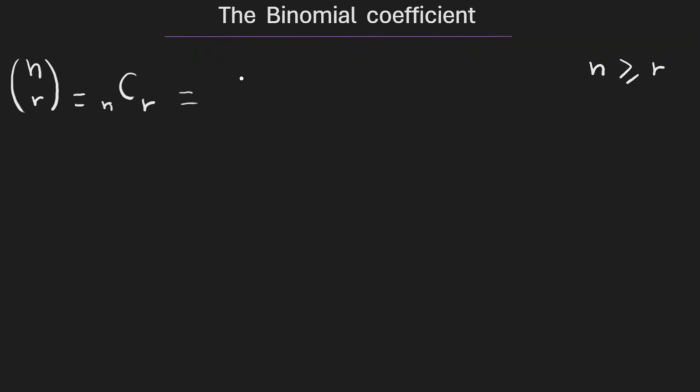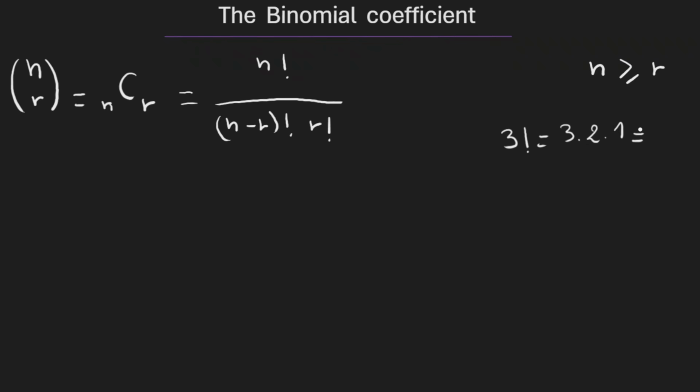So this expression is equal to n factorial over n minus r factorial times r factorial. So what does this n factorial mean? Well, if we have a number, for example 3 factorial, it means all the numbers from this one all the way down to 1. So 3 times 2 times 1, which gives us 6.